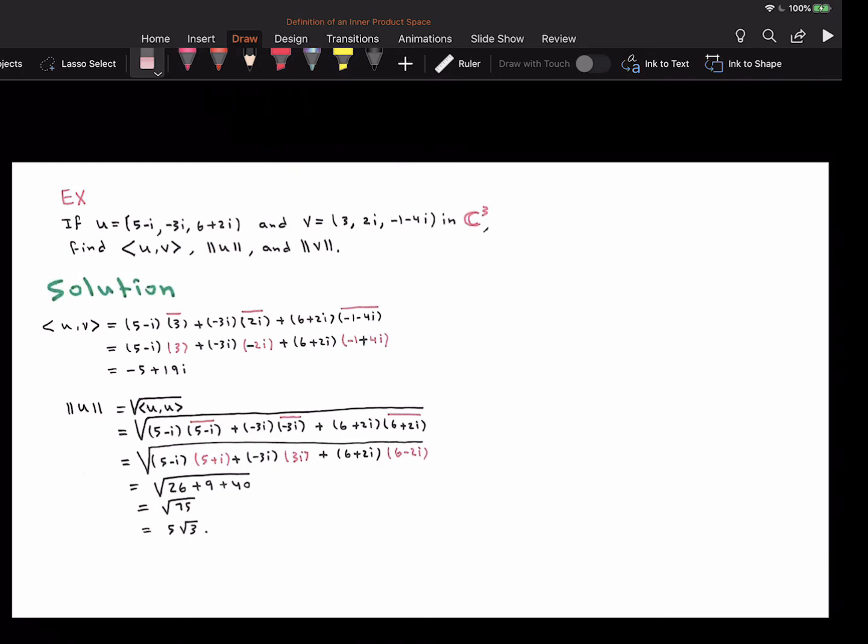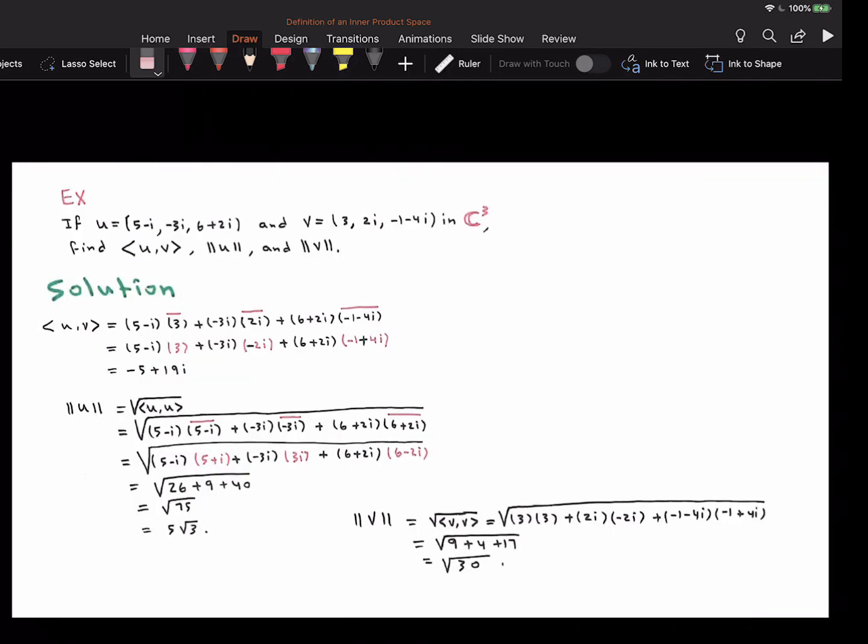Now we apply the same thing when we do the norm of U. When I'm applying the components of U, 5 minus i times 5 minus i, we need to keep in mind the conjugate from the definition. As you could see, we have the conjugate of 5 minus i, the conjugate of minus 3i, and the conjugate of 6 plus 2i. Doing the math, we end up with 5 square root of 3. I'm writing this beforehand, because if I keep writing all these examples and steps, it's going to be a lengthy video.